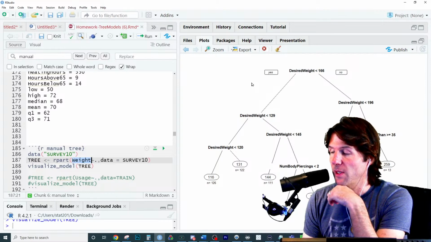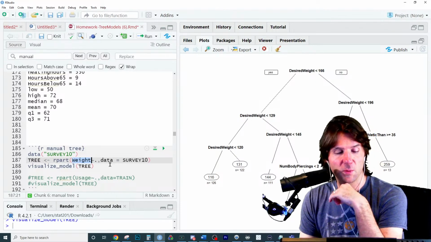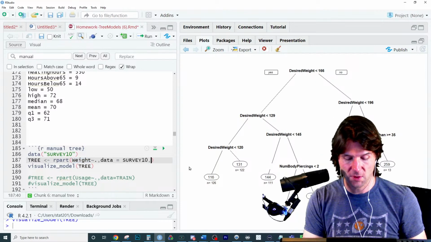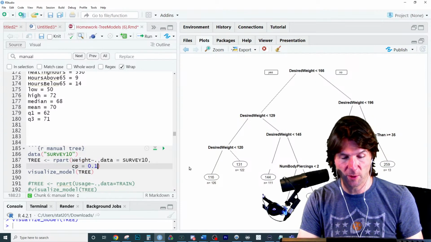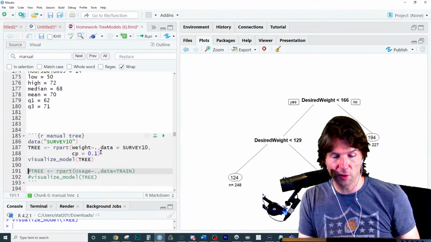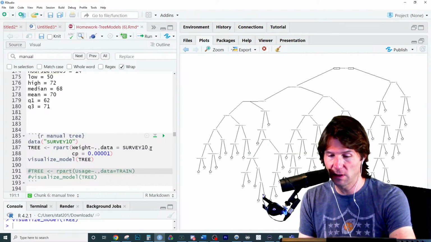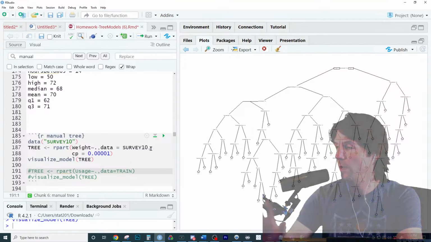It's using the default CP, that is correct. I think it is 0.01. So if we were to raise the CP, we'd get a smaller tree. So you go right here and go complexity parameter equals 0.1, and now you get a smaller tree, or complexity parameter very, very low, you're going to get one of your bigger trees. This, and there's a ridiculous tree. So you don't want to do that.